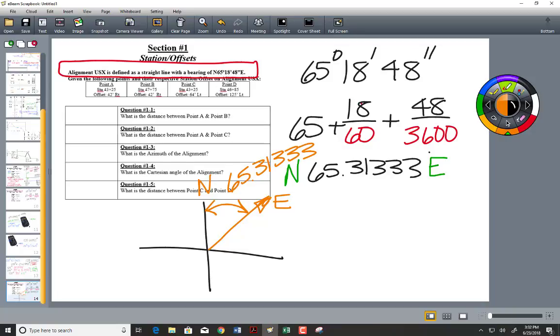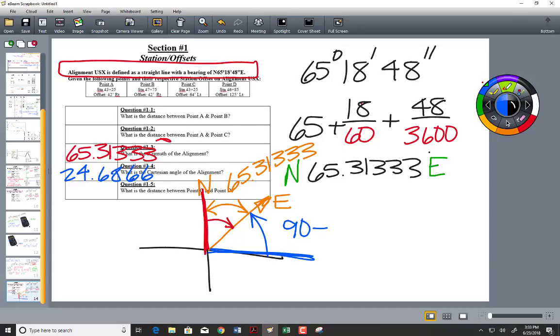So what's my azimuth? My azimuth starts right here at 0, at north, and I head this way. So what's my azimuth? 65.31333 degrees. What's my Cartesian? My Cartesian starts here and heads this way, right? So my Cartesian is going to be 90 minus that one. So I take negative 65.31333 plus 90. I get 24.68667.